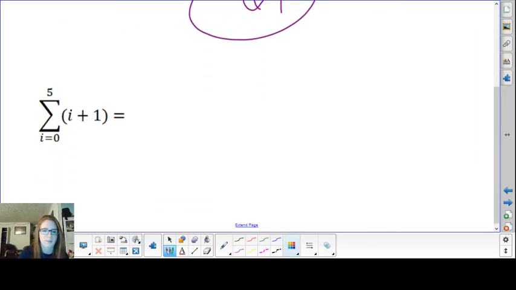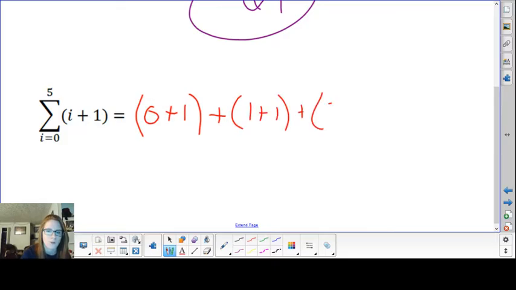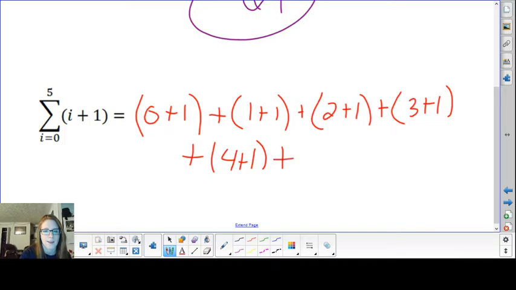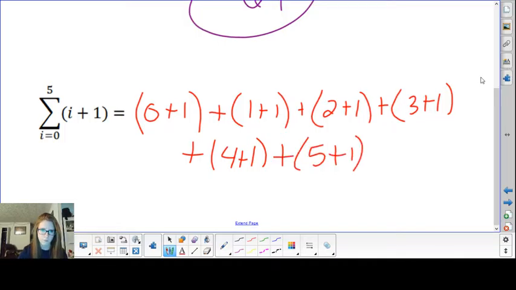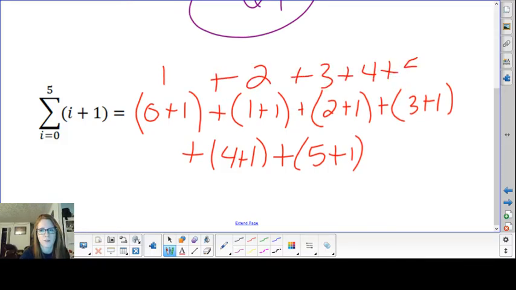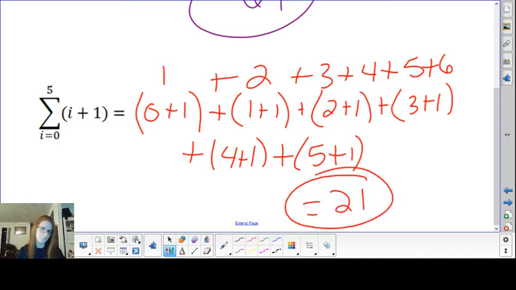Sometimes we're given more complex summations, which again, I'm still going to start with the lowest bound, plug that in, and keep going until I get to the highest bound. So in this case, my lower bound starts with 0. So I have 0 plus 1, then 1 plus 1, then 2 plus 1, then 3 plus 1, then 4 plus 1, then 5 plus 1. Well, this gives me 1 plus 2 plus 3 plus 4 plus 5 plus 6, which ends up giving me the exact same number as the problem above, which again is 21.